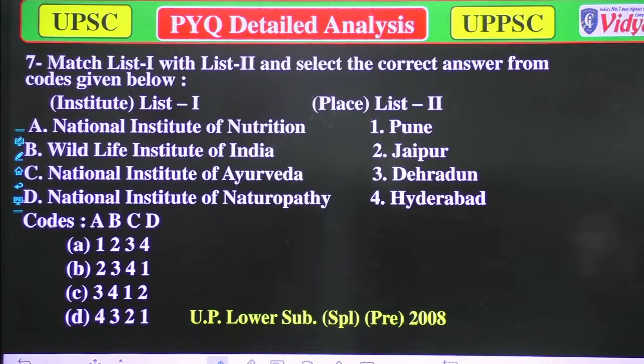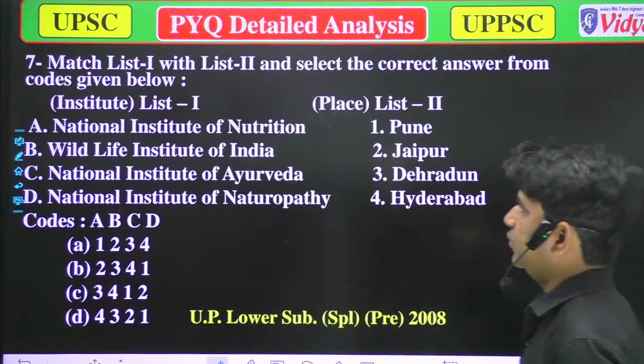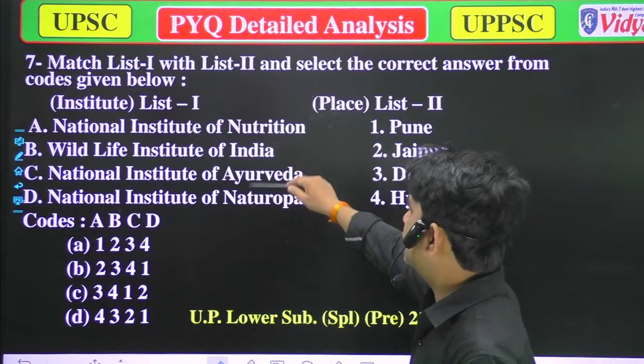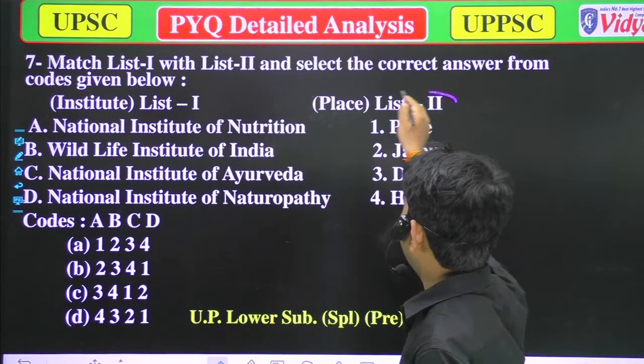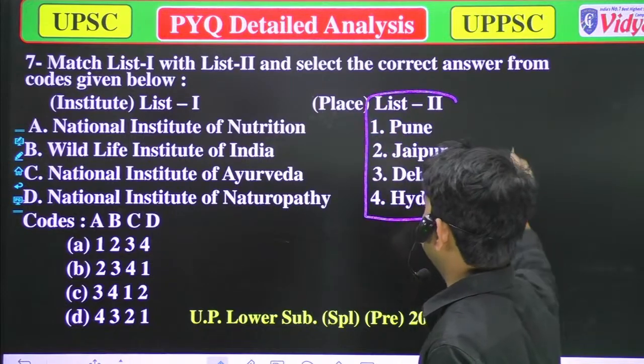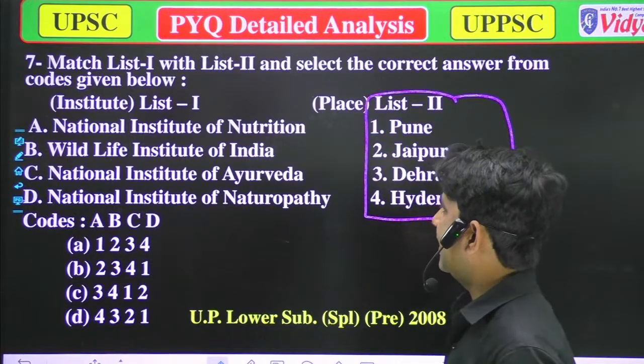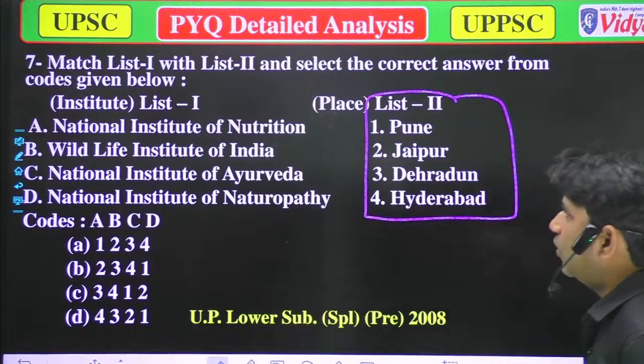Well, now we'll move to the next question. Our next question is: match list 1 and list 2 and select the correct option from the codes given below. These are the institutions and these are the places. I have no idea about that question.